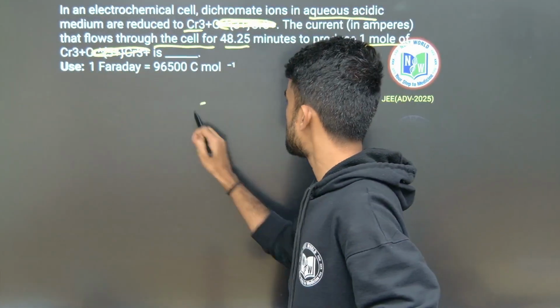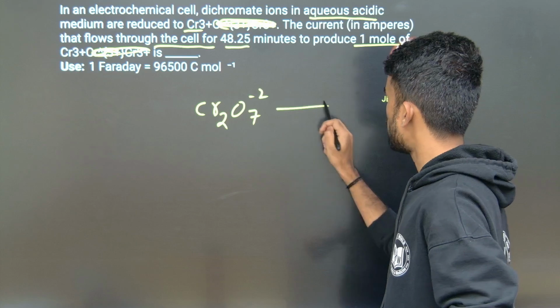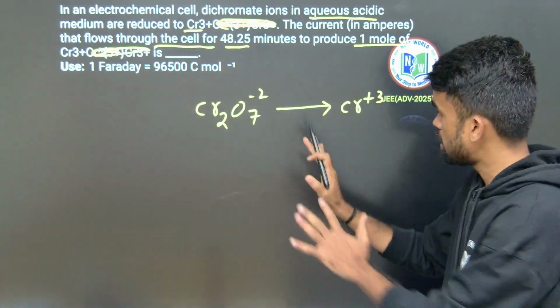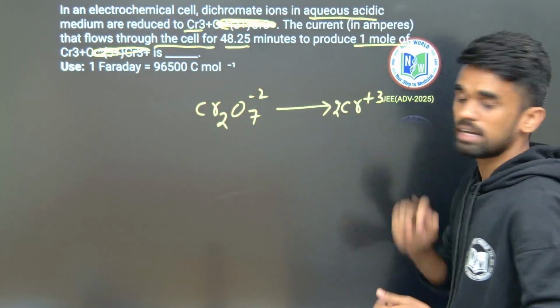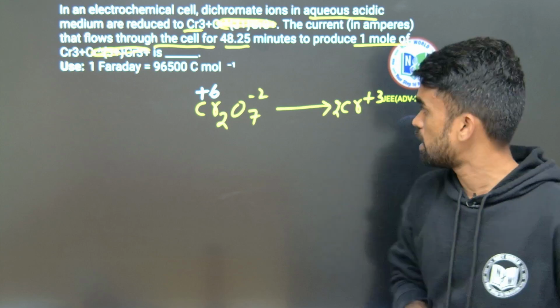So it means Cr2O7 2 minus we have. This is reducing to Cr plus 3. So if you write the normal reaction, 2 Cr is there now, so we will be getting it like this. Here the oxidation state is plus 6. I hope you know how to find the oxidation state.